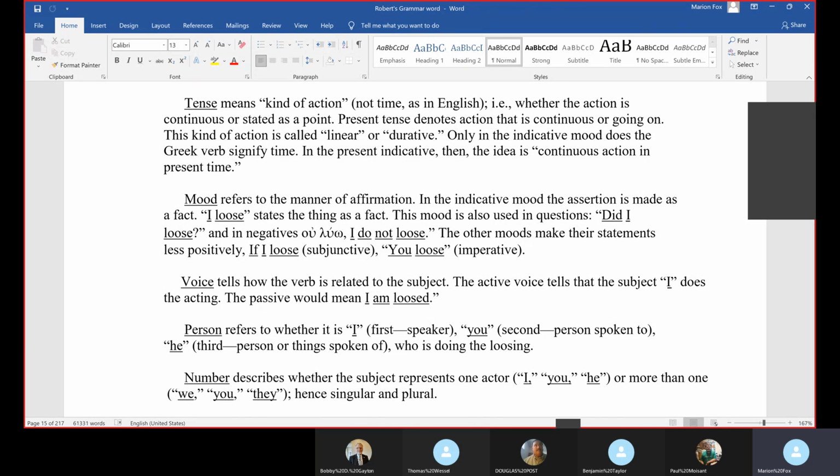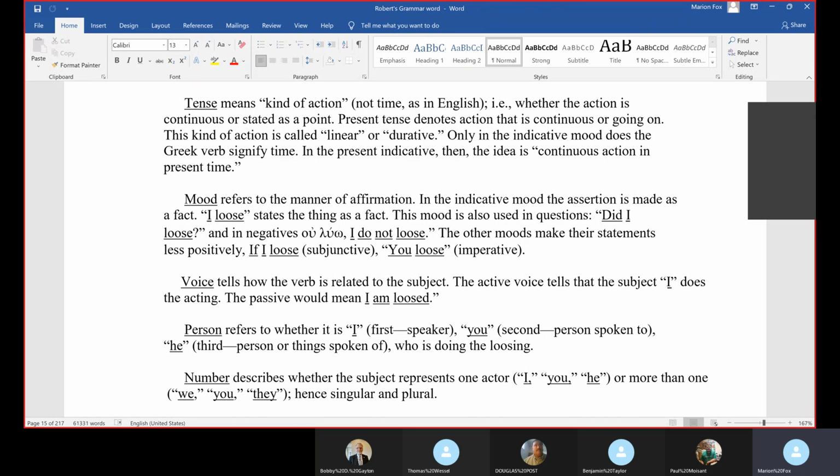The voice tells how the verb is related to the subject. The active voice tells that the subject, I, does the acting. The passive voice would mean I am loosed. And so if it's passive voice, it's being done to me. Active voice, the subject is doing it. Now the Greek has another voice which we'll introduce later called the middle voice. We'll not worry about it at this time.